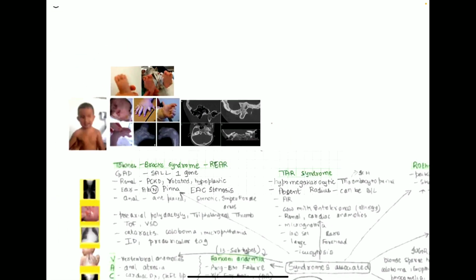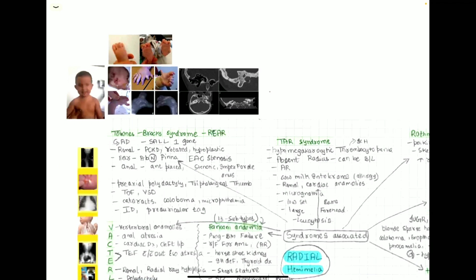And then there can be preaxial polydactyly. In the upper limb, preaxial polydactyly means the polydactyly is on the radial side. Polydactyly is having more than five digits. There can be hexadactyly and heptadactyly also. Hexadactyly is more common. Heptadactyly is very, very rare. Then there can be a triphalangeal thumb in these patients also.